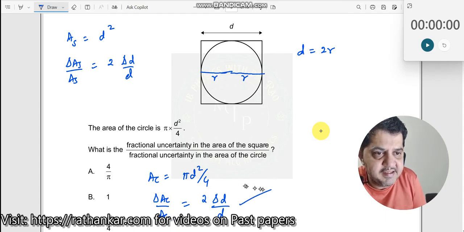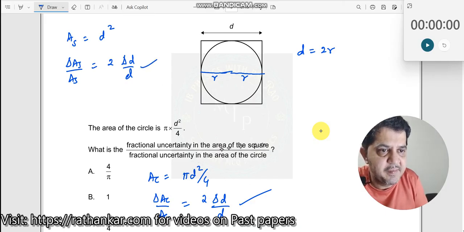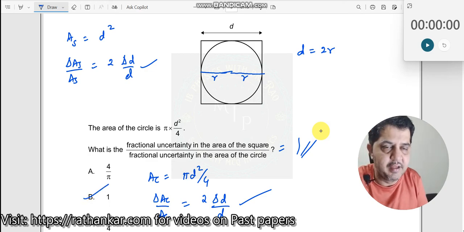So you see this and this are the same, which means if I take the ratio of these two, you will get the answer as 1. The answer is 1 over here. Very simple. Okay.